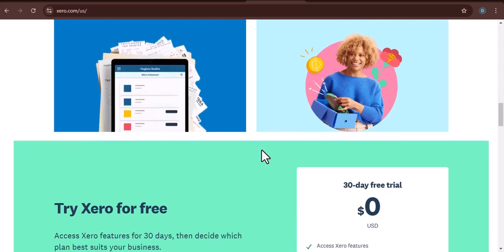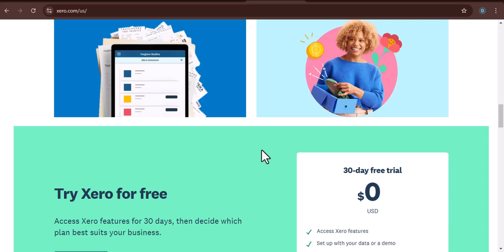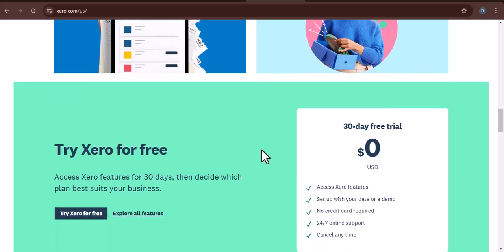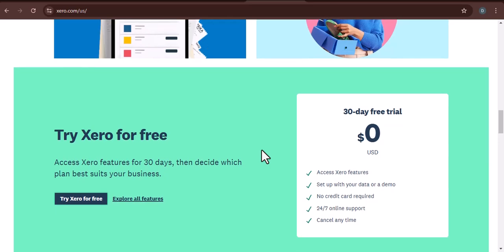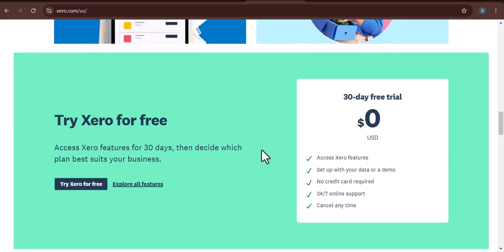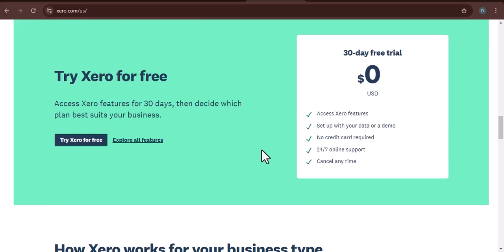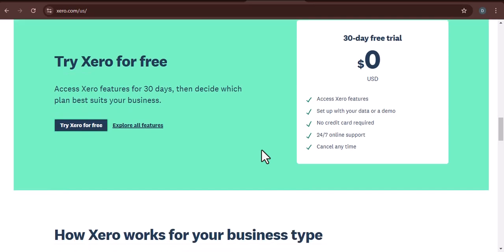3. Xero payroll. If you're paying employees, Xero payroll is a game changer. You can easily process payroll within Xero, and the system can automatically generate payments to your employees' bank accounts. This streamlines payroll significantly and reduces the risk of errors.